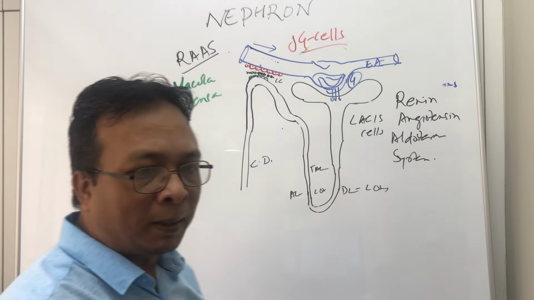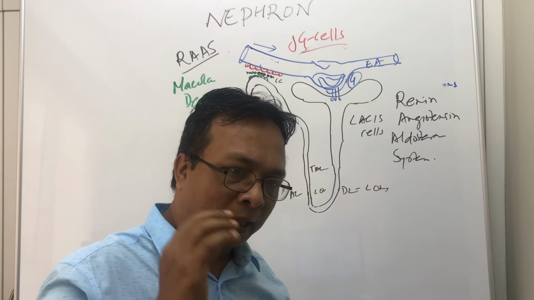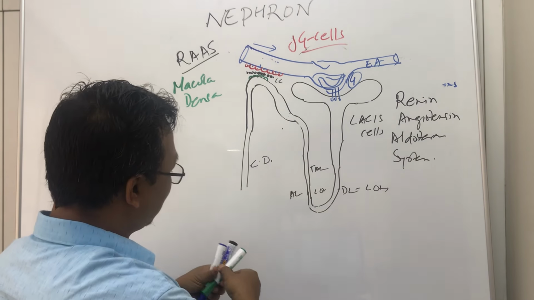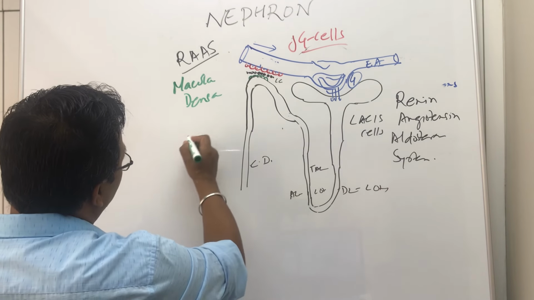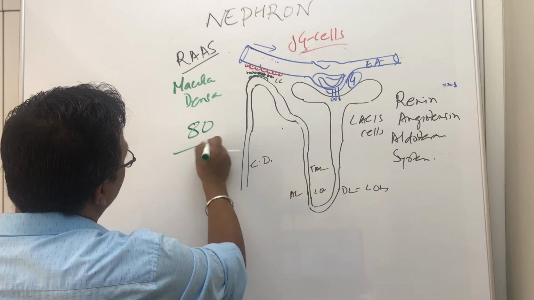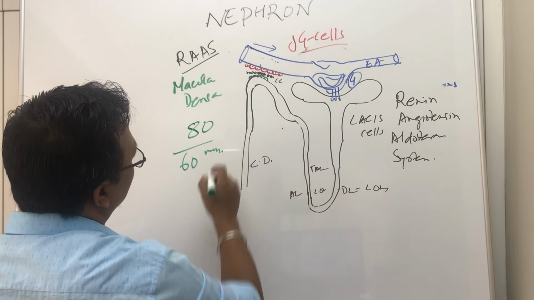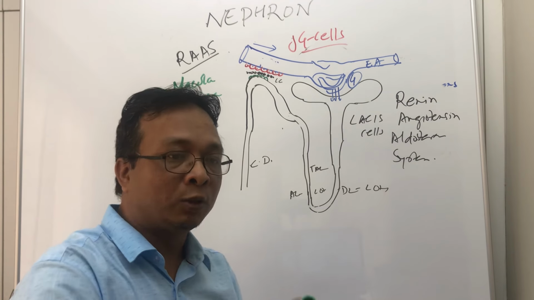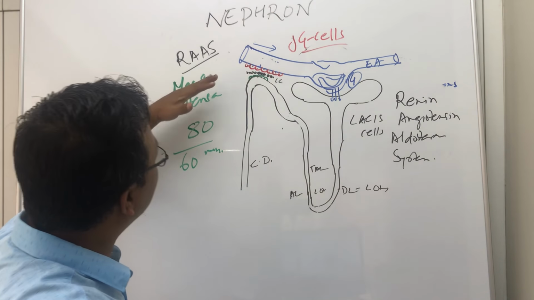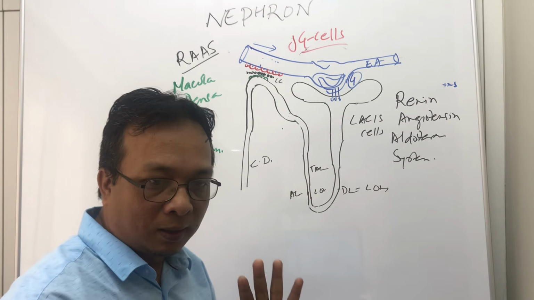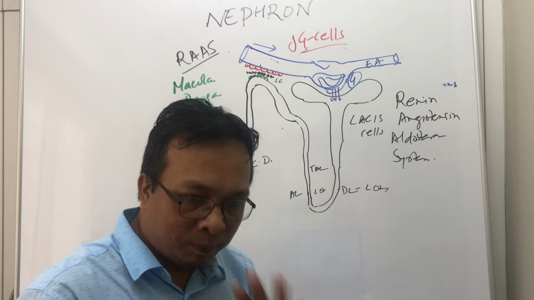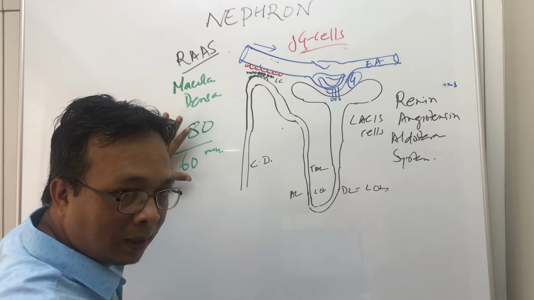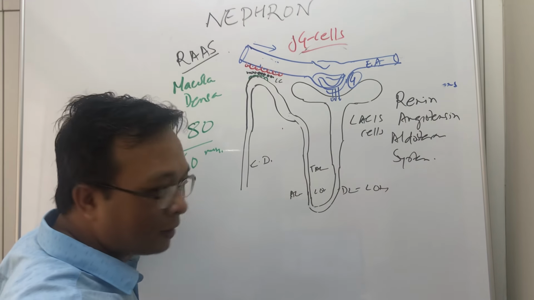So let's say something happened to a person and his blood pressure has fallen down, say to 80/60. Let's see how this RAAS system acts and how it brings the blood pressure back to normal. Let's say his blood pressure suddenly dropped. If you find any problem or any confusion, please let me know. So this person's blood pressure has suddenly dropped to 80/60.